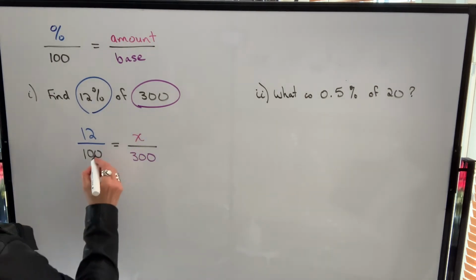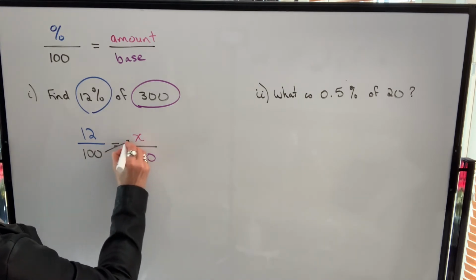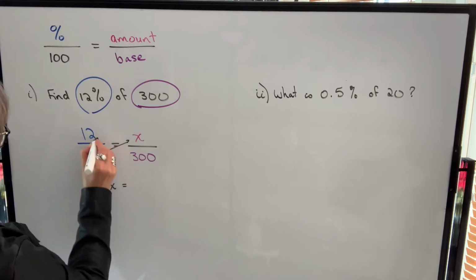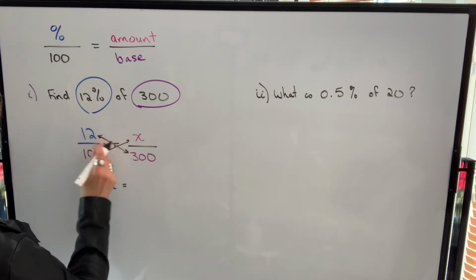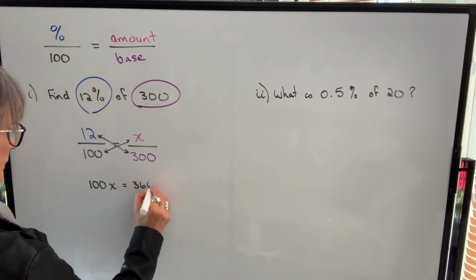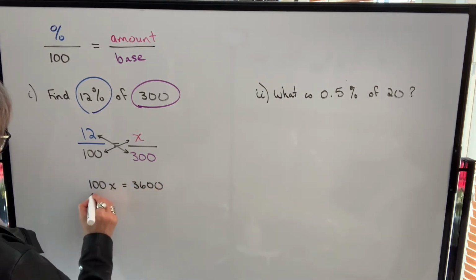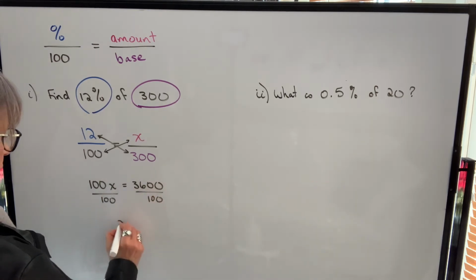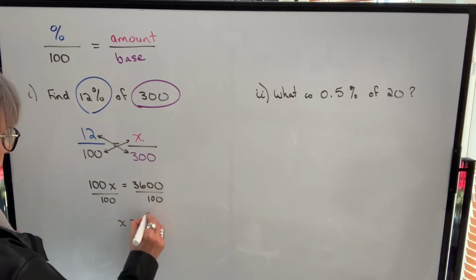In order to solve this, we cross multiply. So we multiply 100 times x will equal, and we multiply this diagonal, 300 times 12 will be 3,600. In order to solve for x, we divide both sides by 100, so we'll get x equals 36.